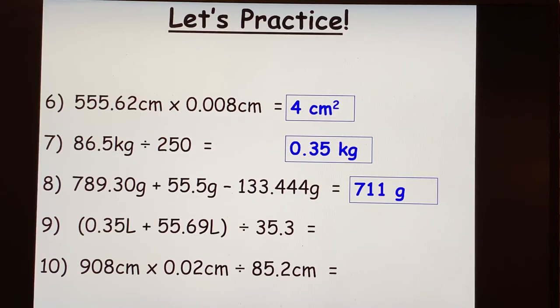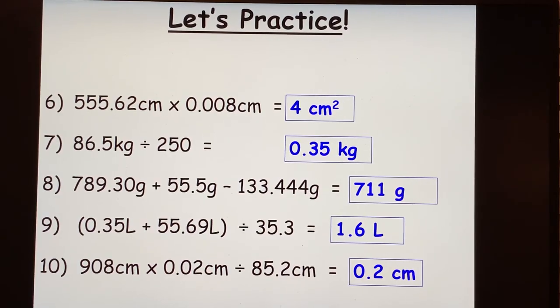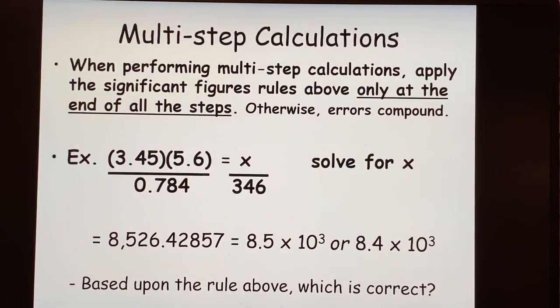come on, slower calculator people. Let's go. I'm looking around the room and I'm looking at those of you who need to be calculating. Come on. Okay. 1.6 liters. And then finally, on this slide, 908 times 0.02 divided by 85.2. Sig figs is 1 sig fig, so the answer is 0.2 centimeters.